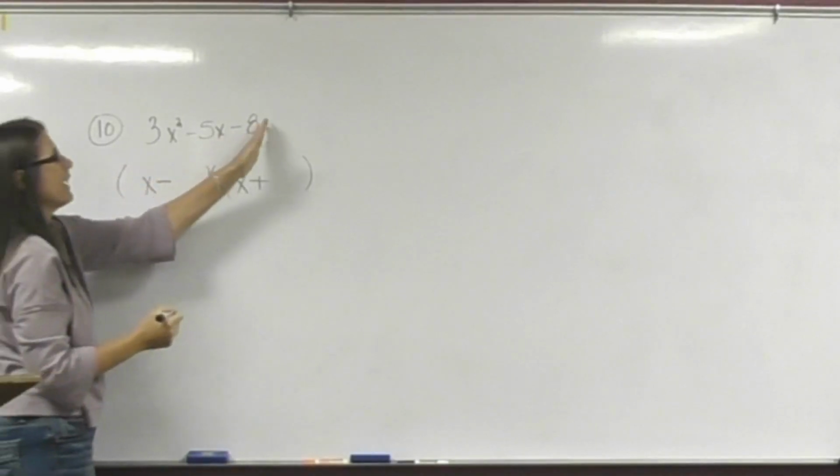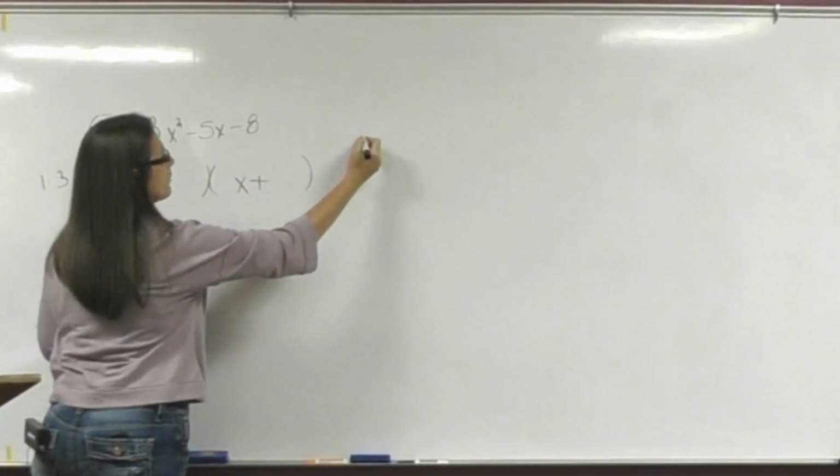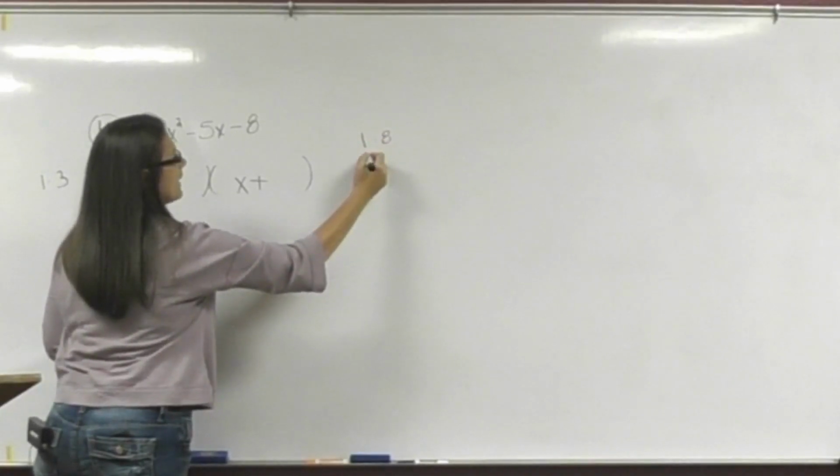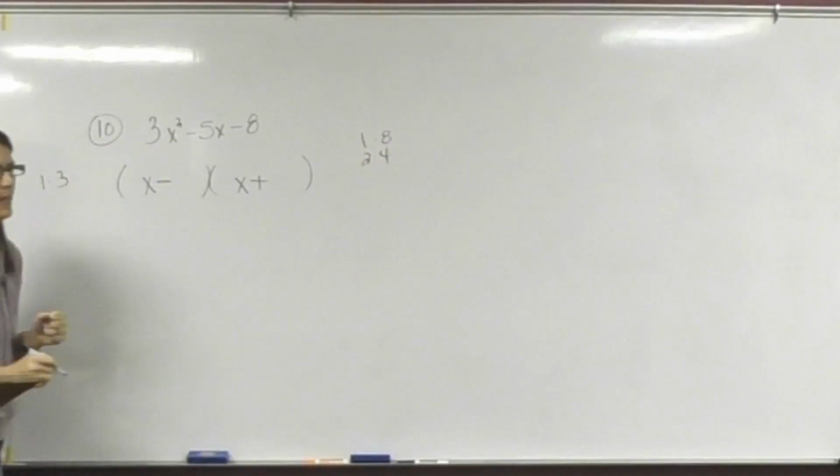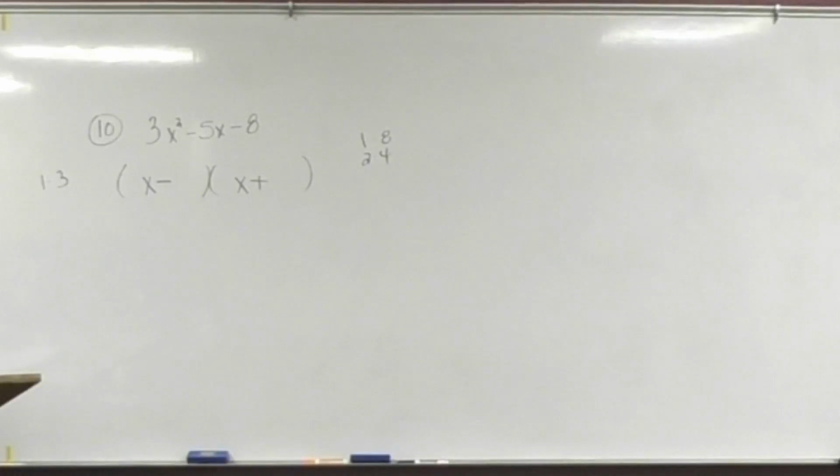But over here we have 8. So we've got to play with 1 and 8 and 2 and 4, okay? So obviously if you were here, I would ask for you to just pick some numbers that we would work with. And so this is just like a process of elimination. You just have to start somewhere, okay?